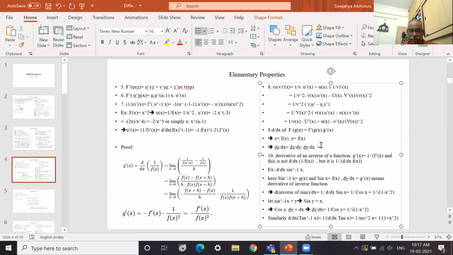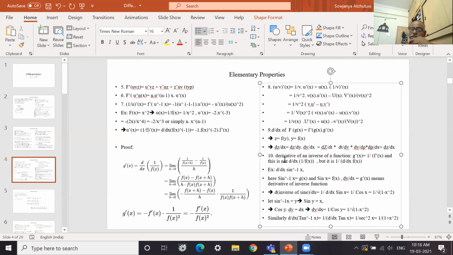Suppose I write it as dz by dt into dt by dy into dy by dp into dp by dx is equal to dz by dx, because dt gets cancelled, dy gets cancelled, dp gets cancelled. Simple mathematics. So I can go ahead with differentiation, making it easy.